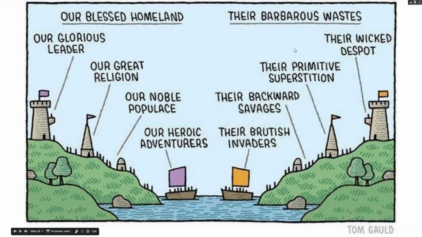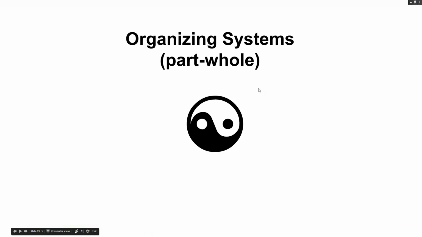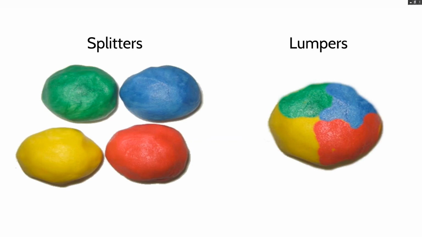And we call these people on the right side terms like terrorists or immigrants or the opposite political party or a whole host of things. But that process is about making distinctions. Distinctions are a way that we make sense of the information that we have. So the second rule is organizing systems, recognizing parts and wholes.